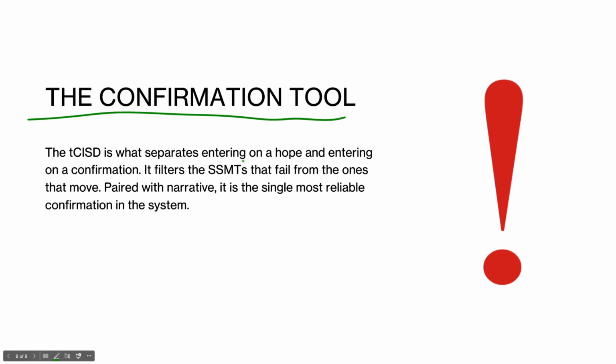A true change state level is what separates entering on a hope from entering on a confirmation. It filters the sequential SMT that fails from the ones that move. Right? Paired with a narrative, it is the single most reliable confirmation in the system. Guys, after SMT or sequential SMT, to me, the change state of the level, or true change state level, is important. If you study both of these, this will help you in your journey a lot compared to all the other concepts, all the other PD arrays out there.